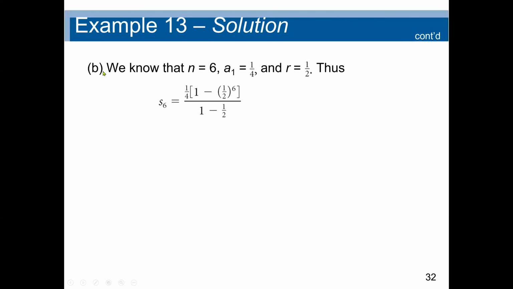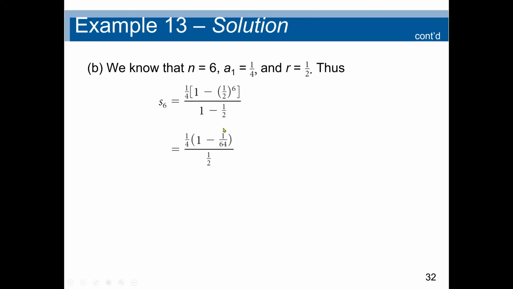Now for part B, we know that we are looking for the first 6, so n is 6. And the question gave us the first term to be 1/4 and the common ratio is half. So we have all the values we need. We need the n, the first term, and the common ratio. So the first term, 1/4, times 1 minus the common ratio half to the power n, which is 6, divided by 1 minus, again, the R, which is half.